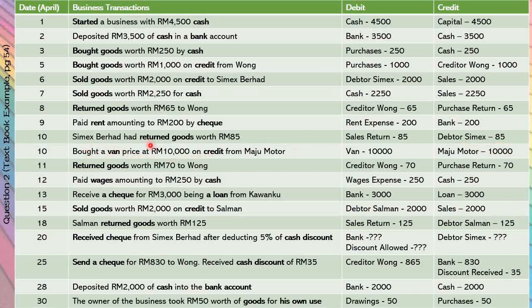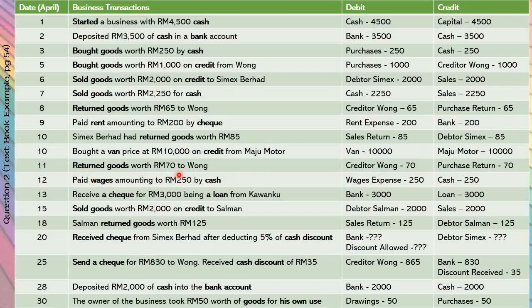Okay. Kemudian bought a van, priced at 10,000 on credit from Maju Motor. So van kita bertambah, debit asset, debit van. Credit Maju Motor, ya, on credit maksudnya hutang kita kepada Maju Motor pun bertambah. So Maju Motor sebelah kredit sebab apa? Sebab dia adalah liability. Kita berhutang dengan Maju Motor sekarang ni. So dia liability. Bila liability bertambah, kita kredit.